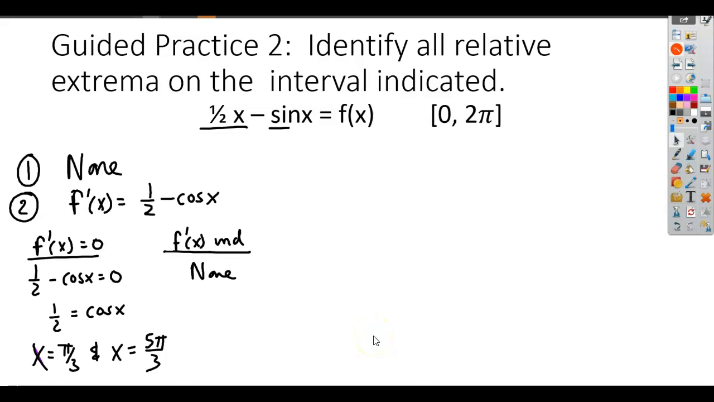All right, so here's our answer to step two. I ended up with two critical values, pi over 3 and 5 pi over 3. How did I do that? First thing I do is find the derivative, set that derivative equal to 0, and solve. Then you also want to look for where it's undefined, but once again, the derivative has no places where it's undefined because cosine is defined everywhere.